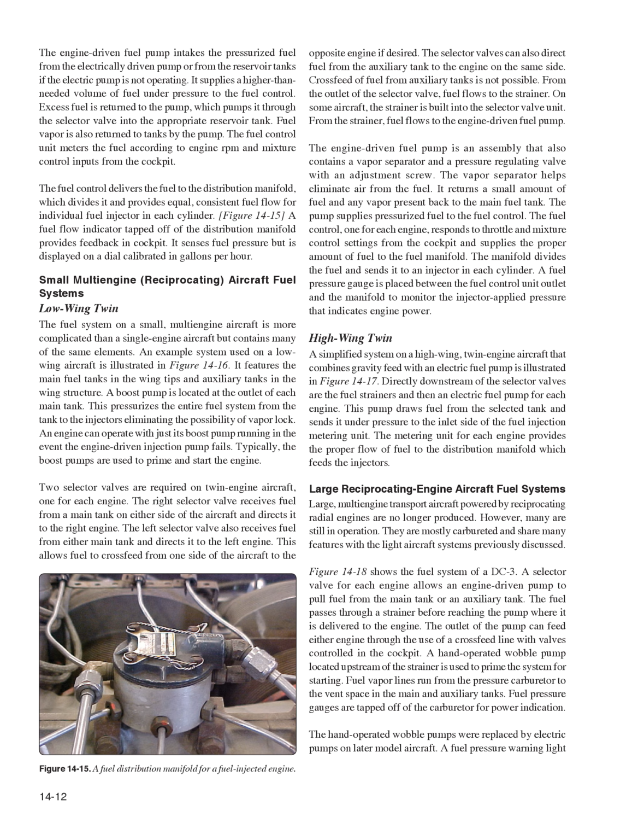A selector valve for each engine allows an engine-driven pump to pull fuel from the main tank or an auxiliary tank. The fuel passes through a strainer before reaching the pump, where it is delivered to the engine. The outlet of the pump can feed either engine through the use of a crossfeed line with valves controlled in the cockpit. A hand-operated wobble pump located upstream of the strainer is used to prime the system for starting. Fuel vapor lines run from the pressure carburetor to the vent space in the main and auxiliary tanks. Fuel pressure gauges are tapped off of the carburetor for power indication. The hand-operated wobble pumps were replaced by electric pumps on later model aircraft.